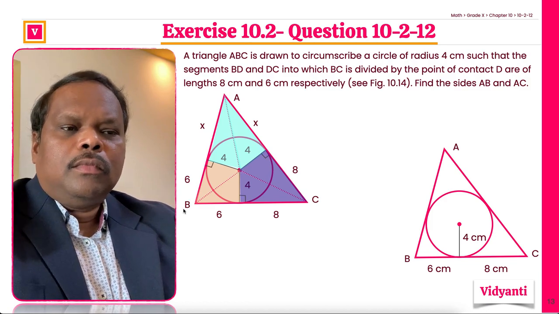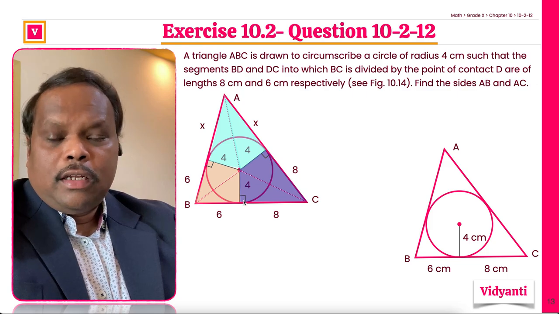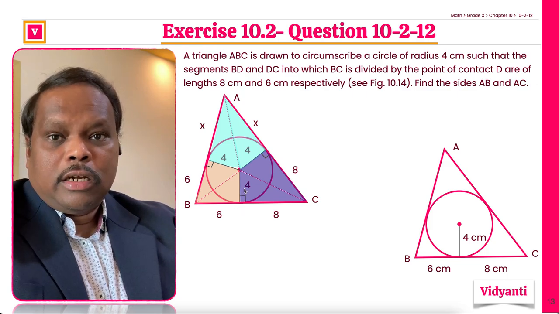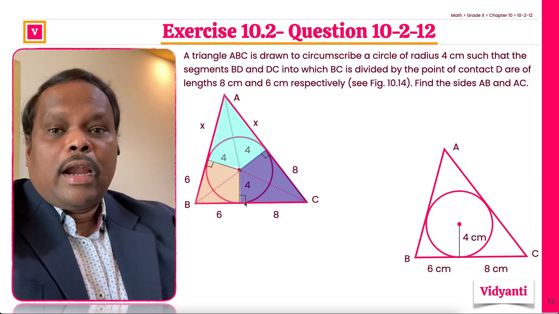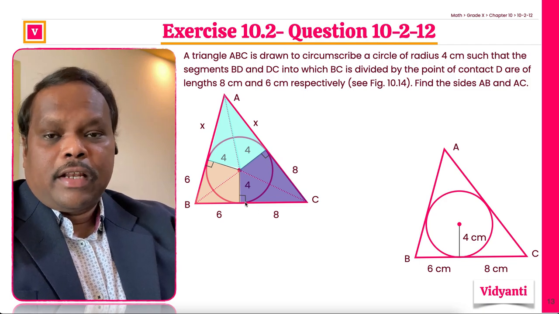Now, we know that if you draw a line from the center of any circle to a tangent, that would be perpendicular. So these points of contact, the points of tangency, are at 90 degrees with the radius lines.